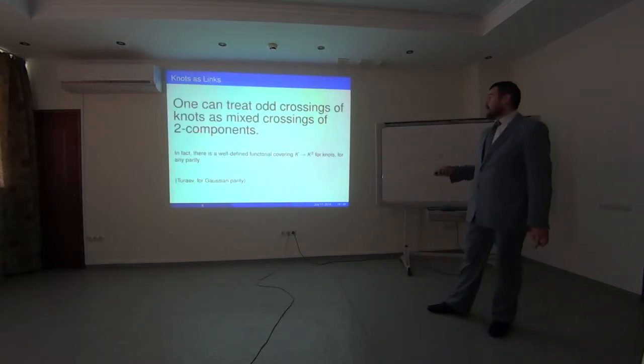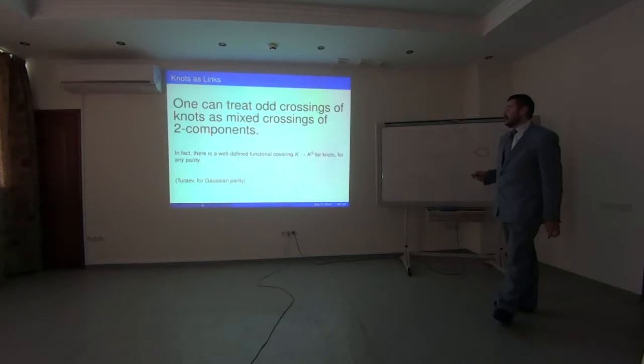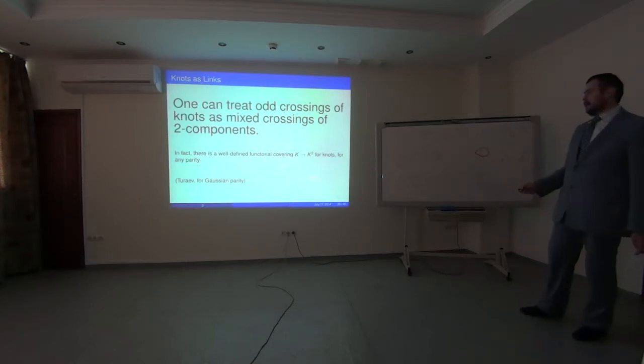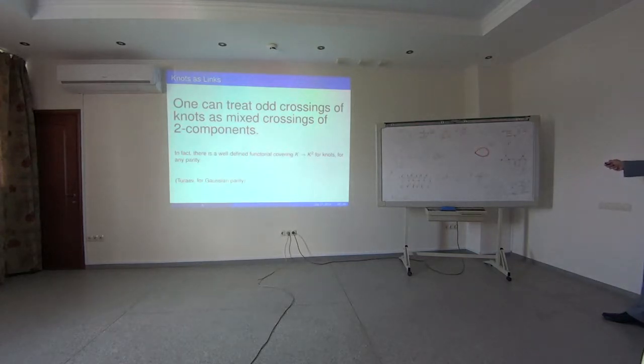And now, as for knots and links, I have already mentioned that one can treat odd crossings of knots as mixed crossings of two components. And actually, there is something I have already drawn, so that if we have a knot K, then we can take f of K, which is obtained by deleting all odd crossings, making them virtual, or by covering and getting a link. So that's it.